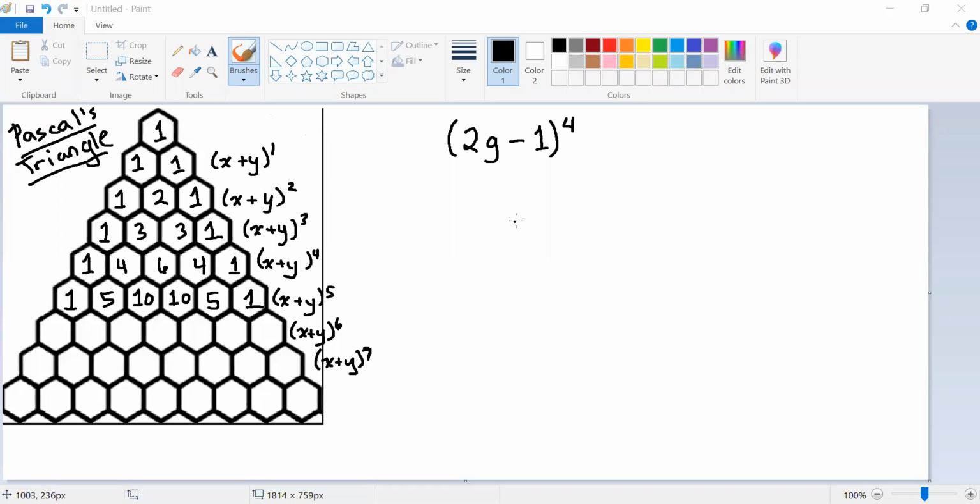Okay, so we're going to do another example of using Pascal's triangle to expand this binomial. And remember what we mean by binomial. We're talking about a polynomial that has two terms. So this is one term and that's another term. So this would be an example of a binomial, whatever is inside the parentheses.